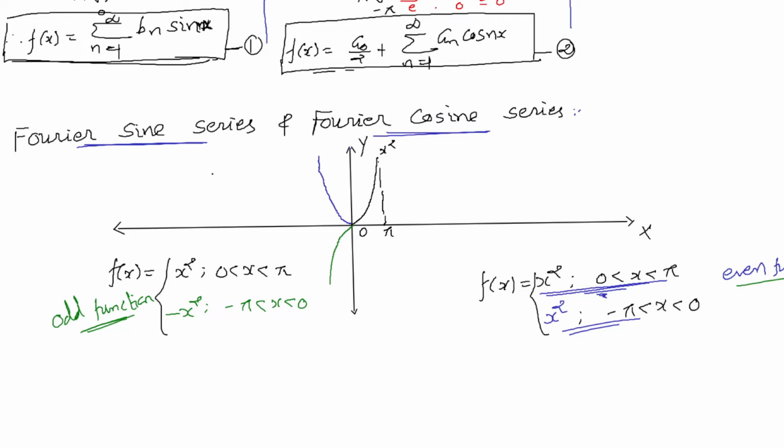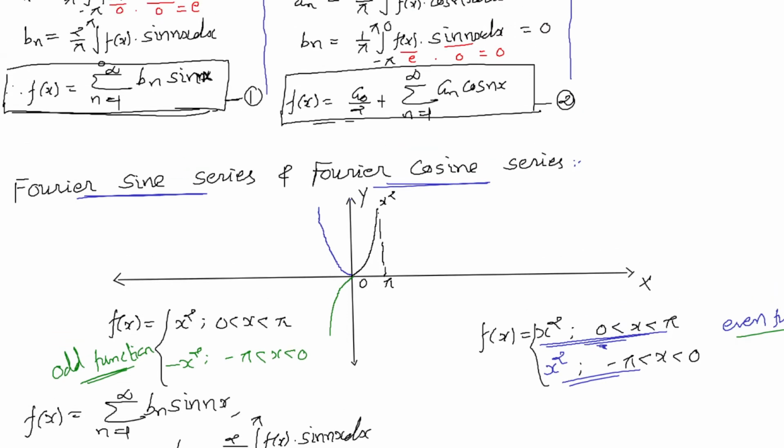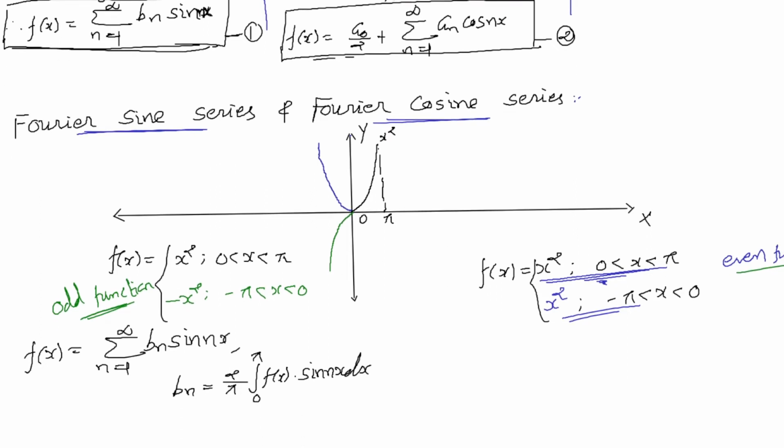So for the Fourier sine series, f of x is equal to summation n equal to 1 to infinity bn sin nx, where bn is equal to 2 upon pi integration 0 to pi f of x into sin nx dx. That is what we have discussed here.